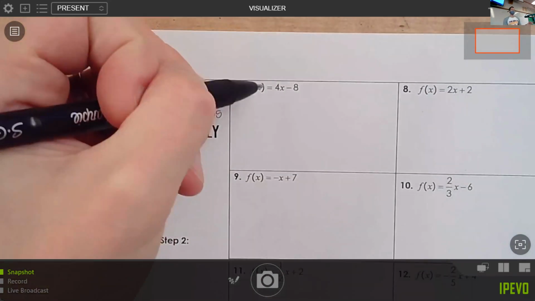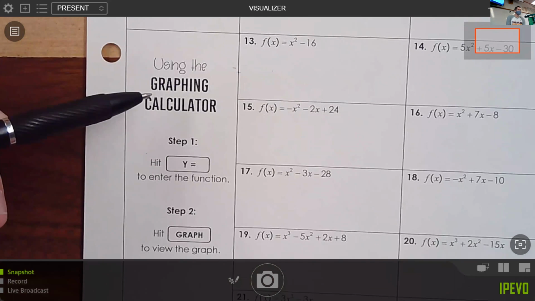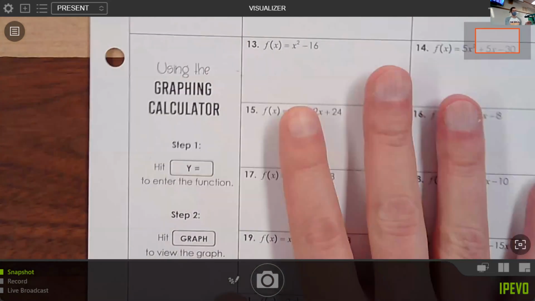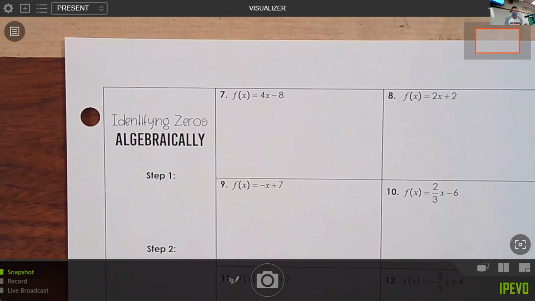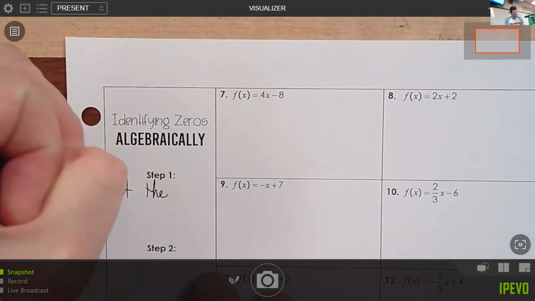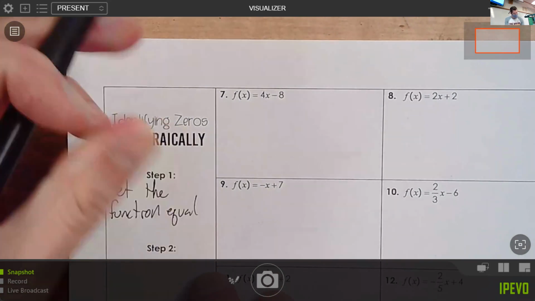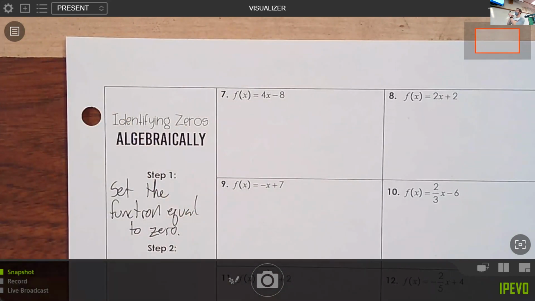We're going to go 7 through 12, and then we're going to be done. We're only going to go to number 12 because the rest of these say to use a graphing calculator. We don't have graphing calculators, so that's a tool that we don't have, so we're not going to do any of those. So we're just going through number 12. Step 1, set the function equal to 0.